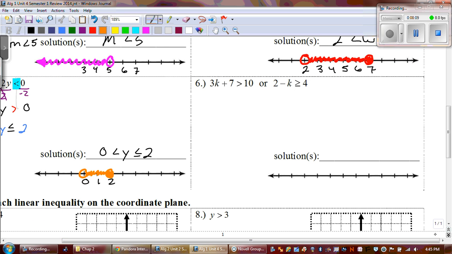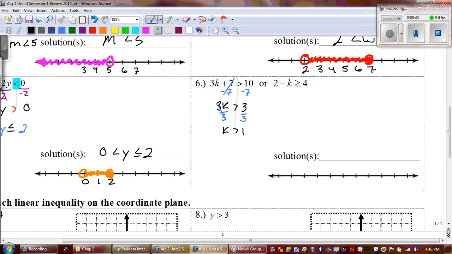All right, number 6. We've got two separate inequalities, so we're going to treat them like two separate inequalities. Let's solve the one on the left first. We're going to subtract 7 to get the variable by itself, and we're left with 3k is greater than 3. Now we're not done yet. We have to divide by 3, and we're left with k is greater than 1.